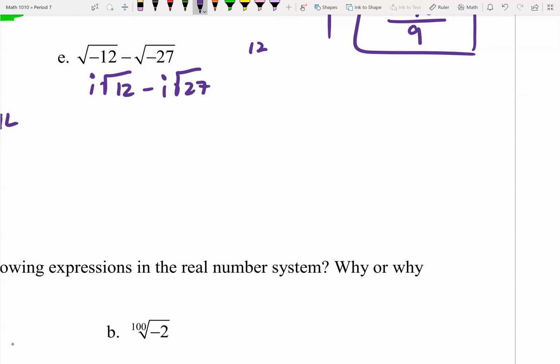Yep, take your 12, and 12 is 2 times 6, 6 is 2 times 3. So these two 2's come out as a single 2. So I have -2i square root of 3. Now do your 27. So 27, oh, not negative. Thank you. It should be 2i square root of 3.